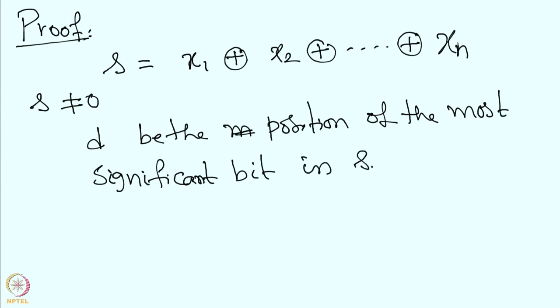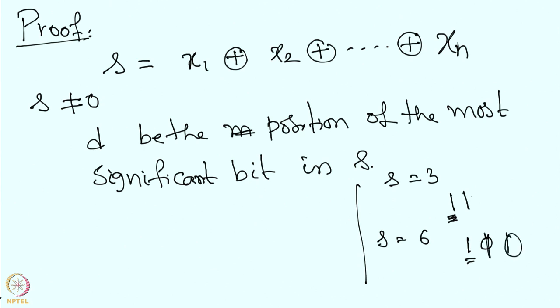What do you mean by that? S is not equal to 0. As an example, suppose S is equal to 3. That means it is 1, 1. The most significant bit is this, and the position is 2, the second position. Suppose S is equal to 6. It is 1, 1, 0, and this is going to be the most significant bit. So, we take D as the position of this bit.